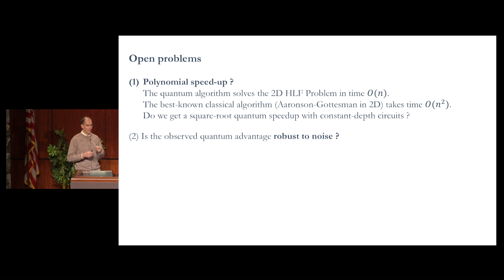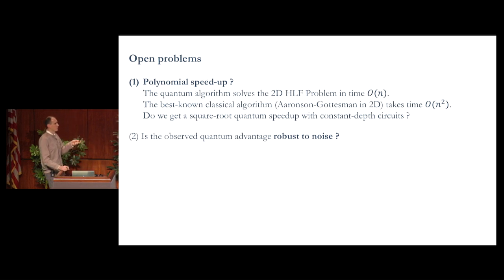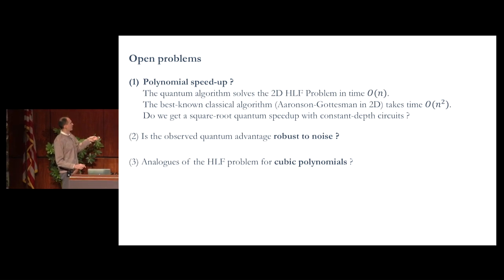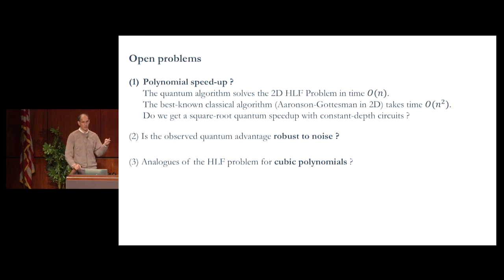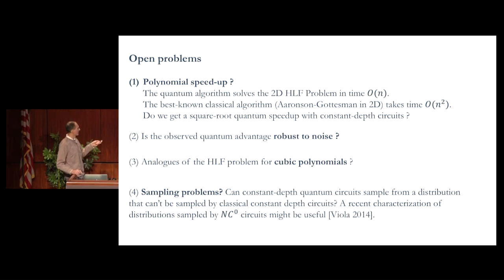Then you can ask whether this quantum advantage that we observed is robust to noise. And for the HLF problem defined on a grid, the answer is probably no. But it would be interesting to consider generalizations of this problem defined on other sparse graphs. You can also ask whether we can define a generalization of this problem by replacing the quadratic form with some more general function, say a cubic polynomial. There are also interesting open problems related to the complexity of sampling.